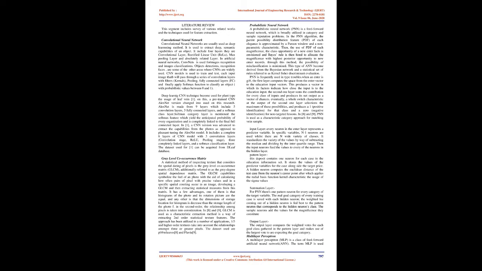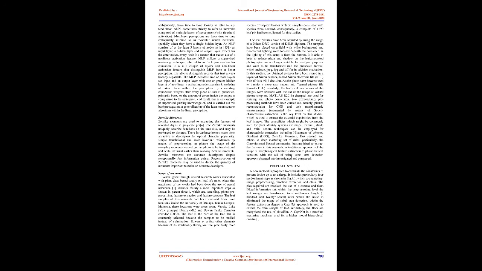Probabilistic neural network. A probabilistic neural network, PNN, is a feed-forward neural network, which is broadly utilized in classification and pattern recognition problems. In the PNN algorithm, the parent probability density function, PDF, of each class is approximated by a Parzen window and a non-parametric function. Then, using the PDF of each class, the class probability of a new input data is estimated, and Bayes' rule is then employed to allocate the class with the highest posterior probability to the new input data. Through this method, the probability of misclassification is minimized.